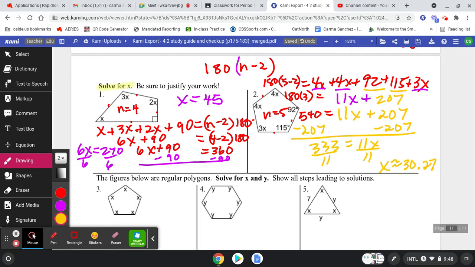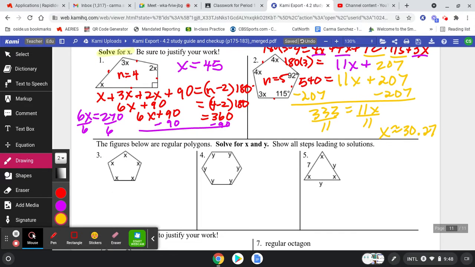How'd you do on that one? All right, next one are regular polygons, 1, 2, 3, 4, 5. So same, interior angle measure. There's 5 x's. And this is a pentagon again, which is 540 inside.